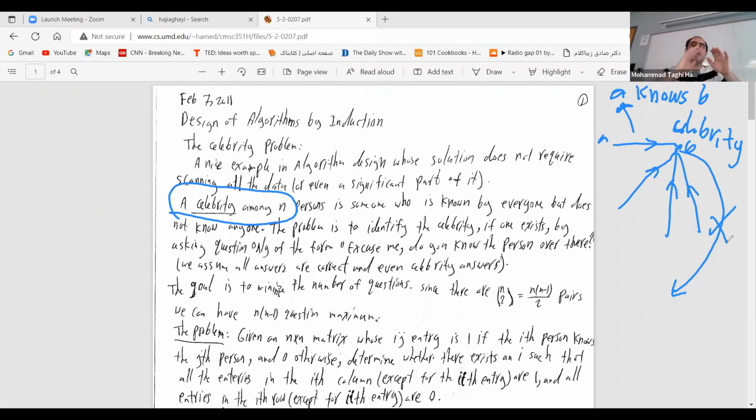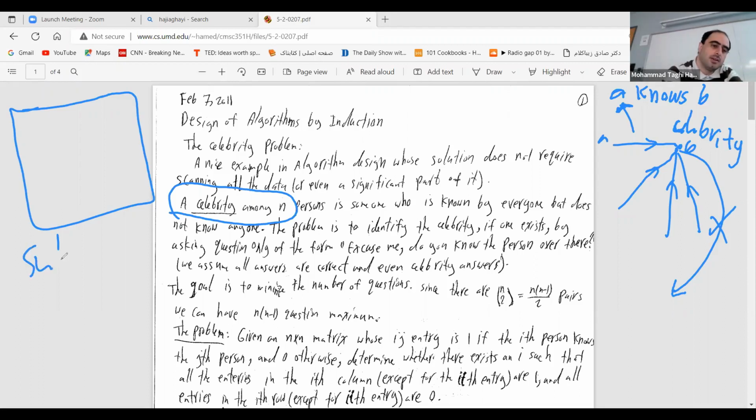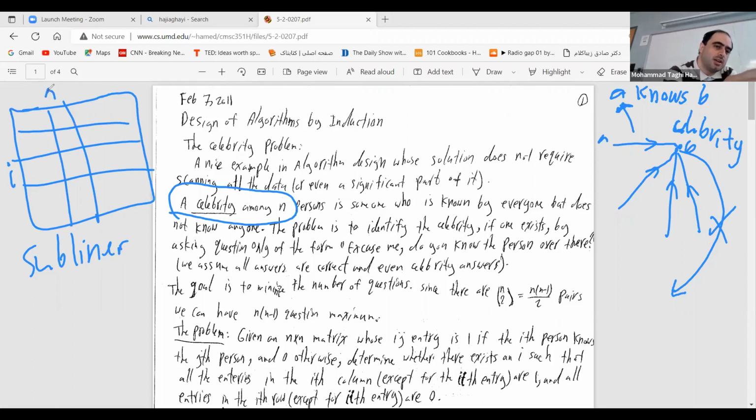So we can consider this one as a query. This is a class of algorithms which are called sublinear algorithms. Here you can think about this as a matrix, where the entry from I to J is 1 if I knows J. In a sublinear algorithm, you don't need to try to read the whole matrix. What is the important parameter here? N is the number of people.